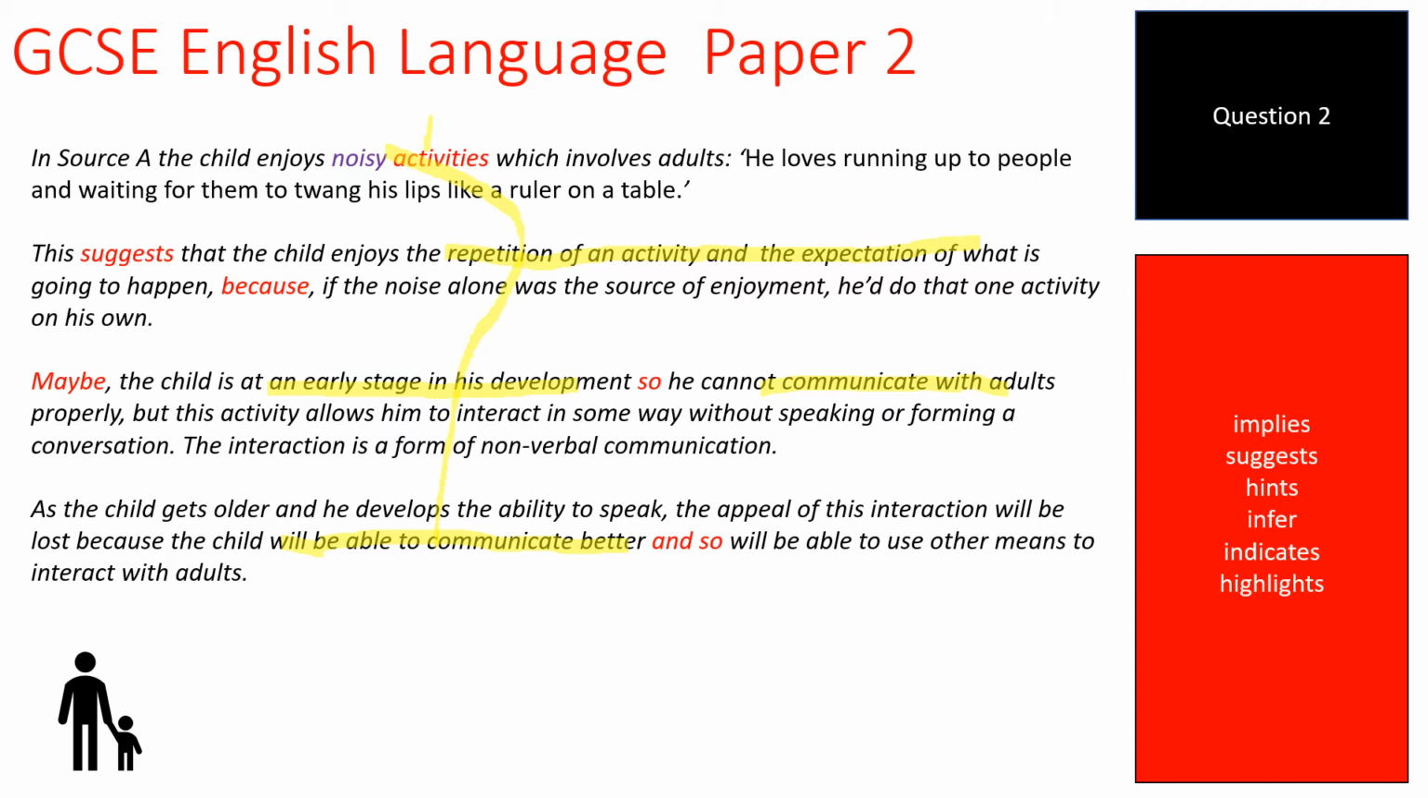But why? But why? And in this bit here, I've kind of said, well, you know, he likes noisy activities. Why is it? It's because of the process and the interaction with adults. But why? Because he can't talk. So I've given a reason. Okay. What will happen maybe later on? I've given a consequence here. I've said, well, when he can talk, he probably won't be interested in doing this because he can use other means. He might be able to tell a joke or say something funny to the adults. So that's really about a paragraph.